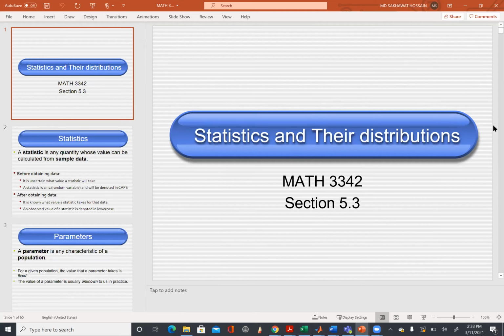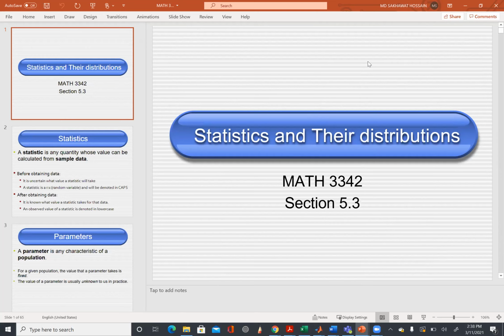Okay, so from this chapter, we'll just cover section 5.3 and 5.4. On the syllabus, maybe we wanted to cover only section 5.4 anyway, because we also need to discuss section 5.3. Okay, so this chapter is about statistics and their distributions.